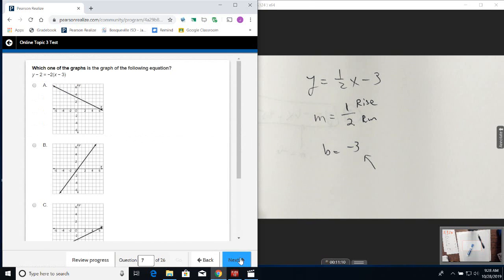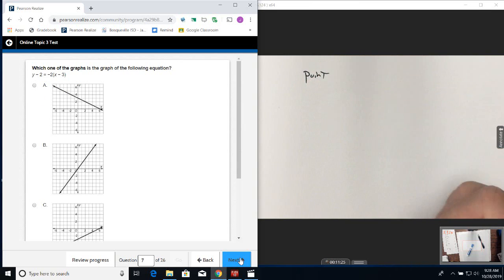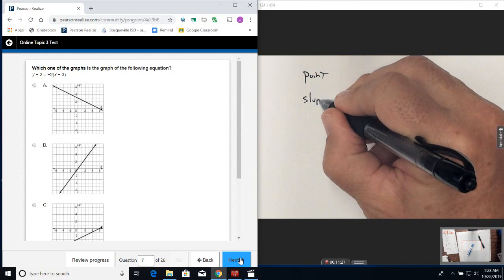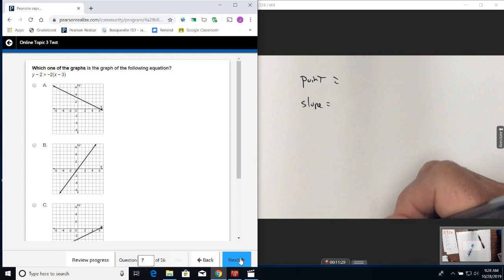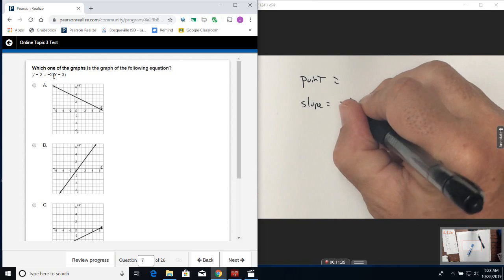All right, what about the next problem? This should be problem 7. Which one of the graphs is the graph of the following equation? What form is that in? Okay. So tell me a point on the graph, and tell me the slope of the graph. All right. So first of all, the slope's easy to see. What's the slope? The number in front of the x minus 3 in parentheses, so that would be a -2.